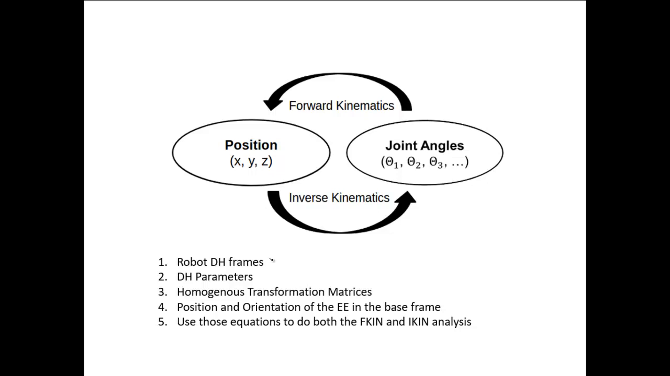So you have robot DH frames, or you can say frame attachments, and DH parameters defined. Then we find out homogeneous transformation matrices. So the position and orientation of the end effector in the base frame is generally found out from that. And then use those equations to find out both the forward kinematics and inverse kinematics.